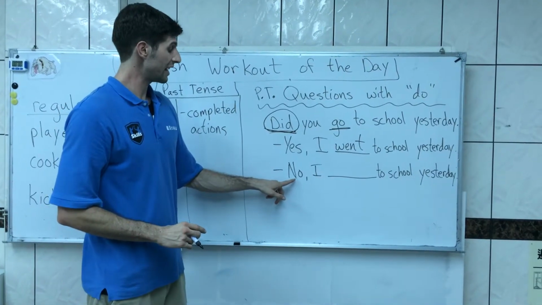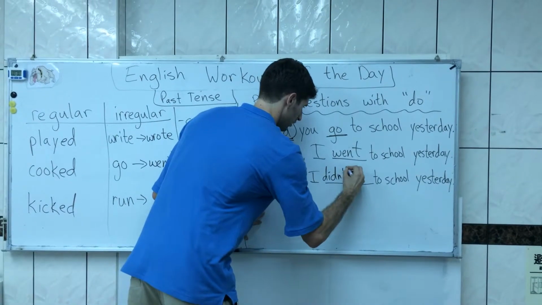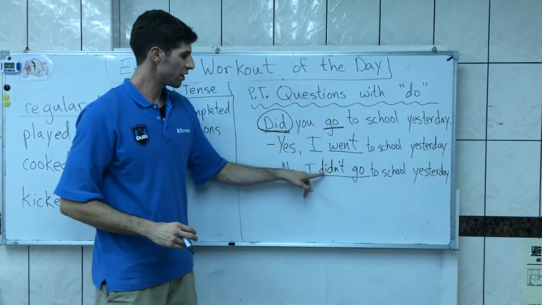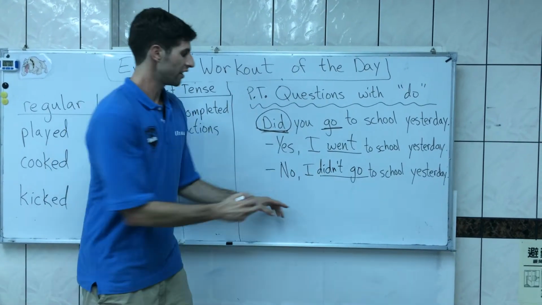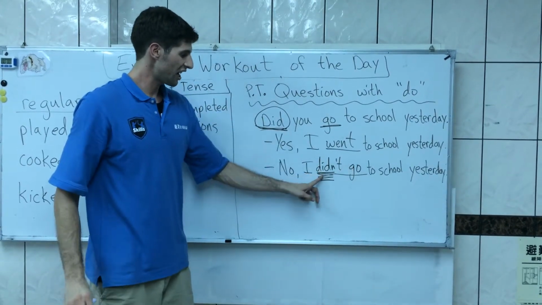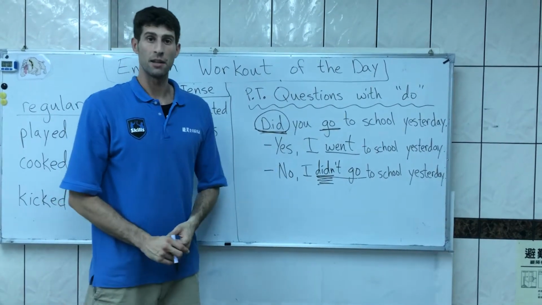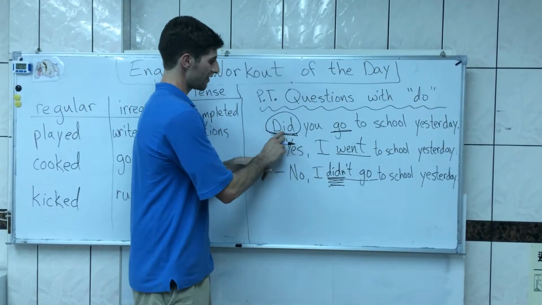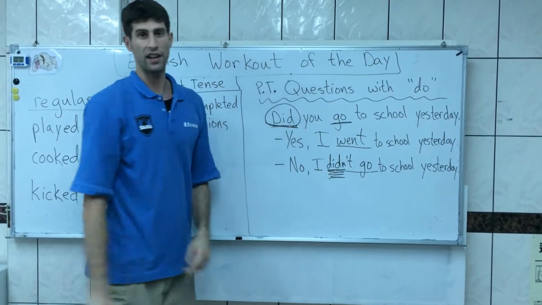Now, you notice in the negative, we're going to say, no, I didn't go to school yesterday. See, now we bring back the go because we have the did here, or it's in the negative, so it's did not. We have the did here, and this did makes the whole sentence past tense. So we change the first verb, we don't change the second verb, and that's how you make the no answer in the past tense. So once again, we don't need it in the first sentence because we don't have the did, but we do need it in the second sentence because we do use did with a negative answer.